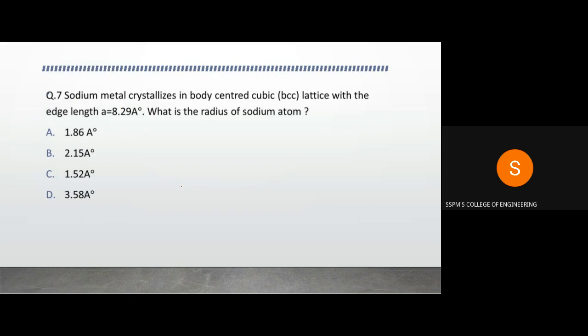Next is the numerics. Sodium metal crystallizes in body centered cubic, meaning BCC lattice, with the edge length A equal to 8.29. What is the radius of the sodium atom? So we have to find R. How to find R? Sodium atoms means what?